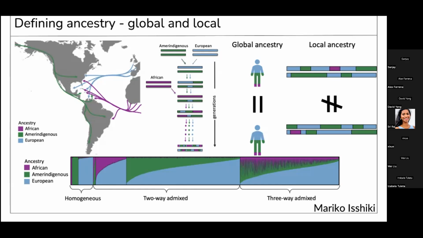And then in three-way admix, which is very typical of what you see in Puerto Rican populations, for example, you see three different ancestries represented. And so that's global ancestry, with every line being an individual.